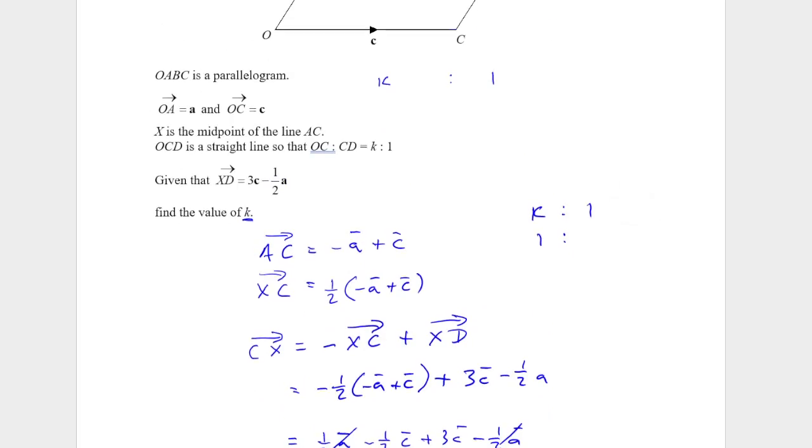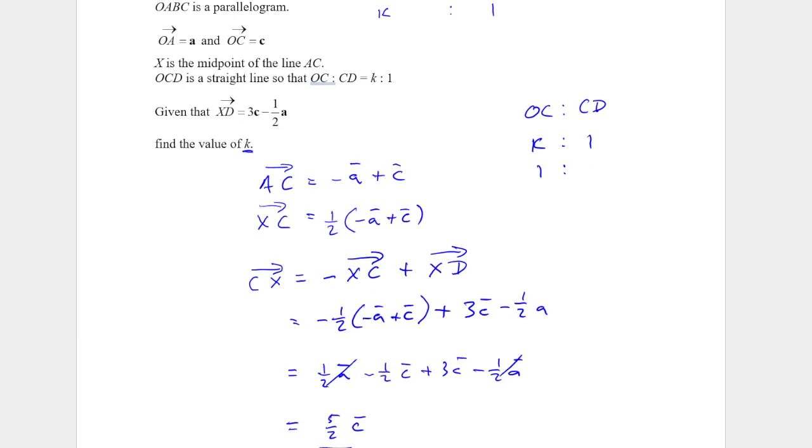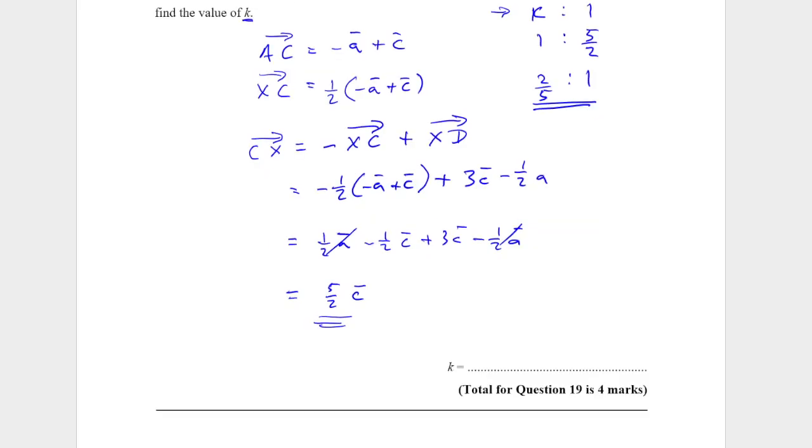Sorry, let me just do this again. So we've got O to C and C to D. So that's the form we want it in. The form that we've got it in currently is 1 to 5 over 2 though. So if we rearrange that, that would be 2 over 5 to 1. So K would be 2 over 5.